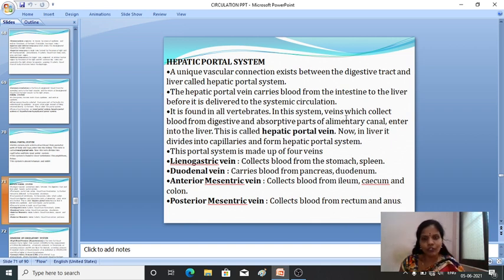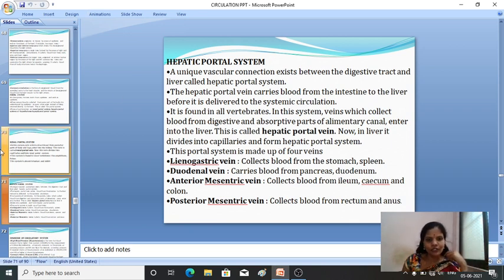In this system, the veins which collect blood from the digestive and absorptive parts of the alimentary canal enter into the liver. Thus it is called the hepatic portal vein. Now in the liver, it divides into capillaries and forms the hepatic portal system.